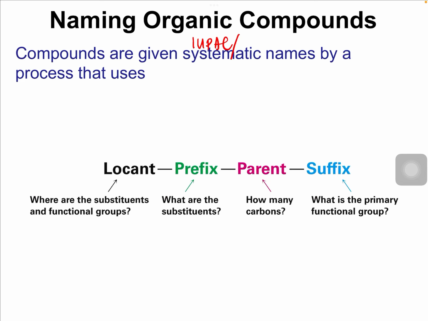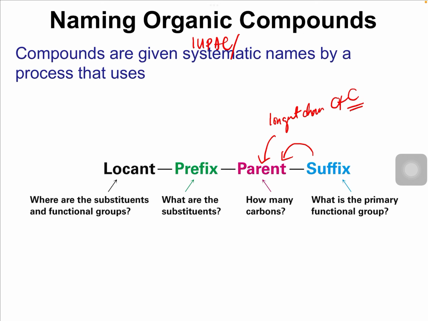Let's start with the parent. When you say parent, how many carbons are there? This is actually the longest chain of carbons. On the other hand, when you say suffix, it answers the question, what is the primary functional group of the parent? We already encountered different suffixes in our previous discussion, such as when you have an alkane, that's the ane ending, you have ene for alkene, and then you have yne for alkynes, and so on.